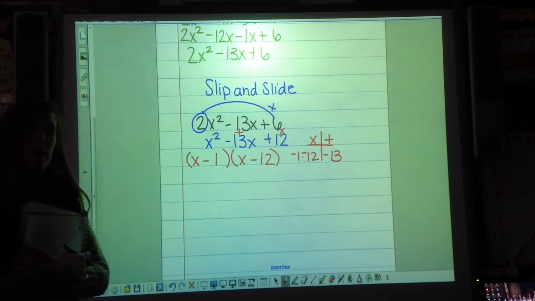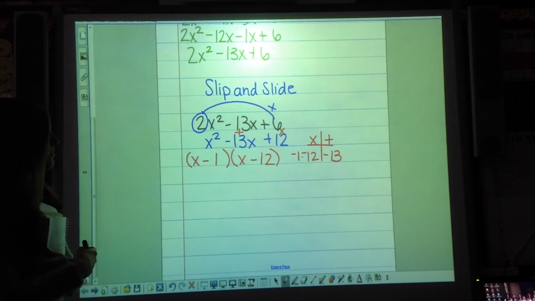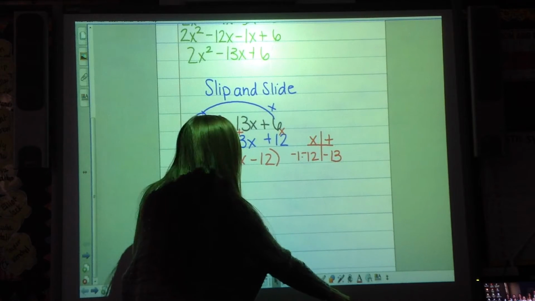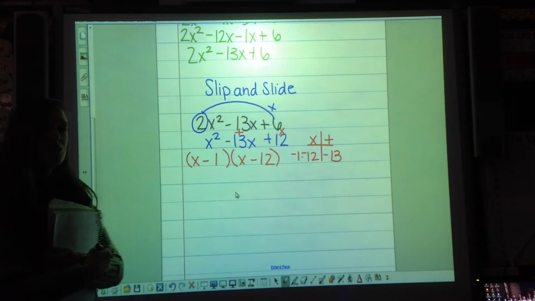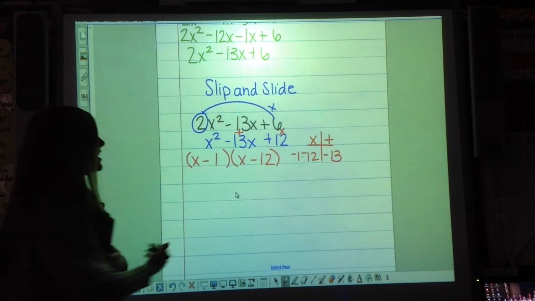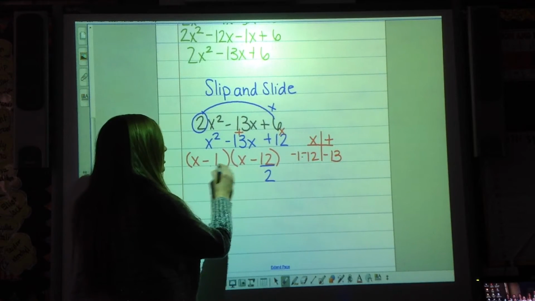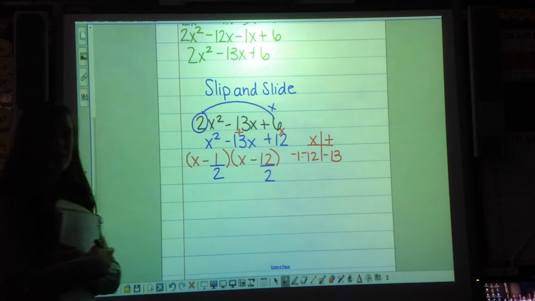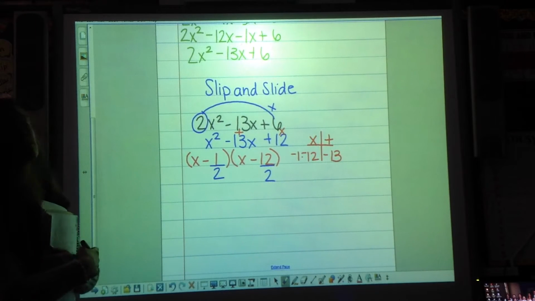Okay, we're not finished yet. That doesn't match our answer from above. Here's the slide part. What you're going to do is take that number that you slipped to the back and slide it to each constant in the parentheses.